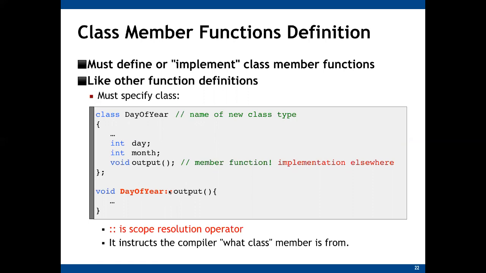This is required because there might be the same member function name in two or more classes. So you have to specify the class name before the member functions to tell the compiler which class the functions belong to. Otherwise, a compiler error will occur.